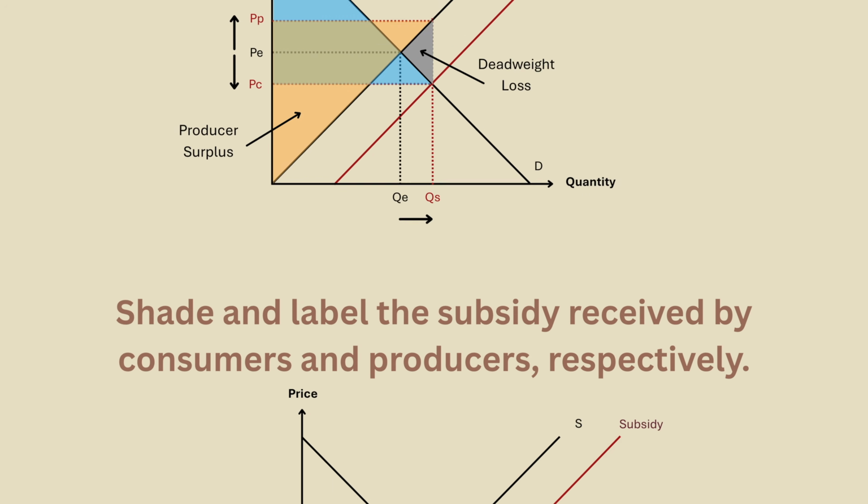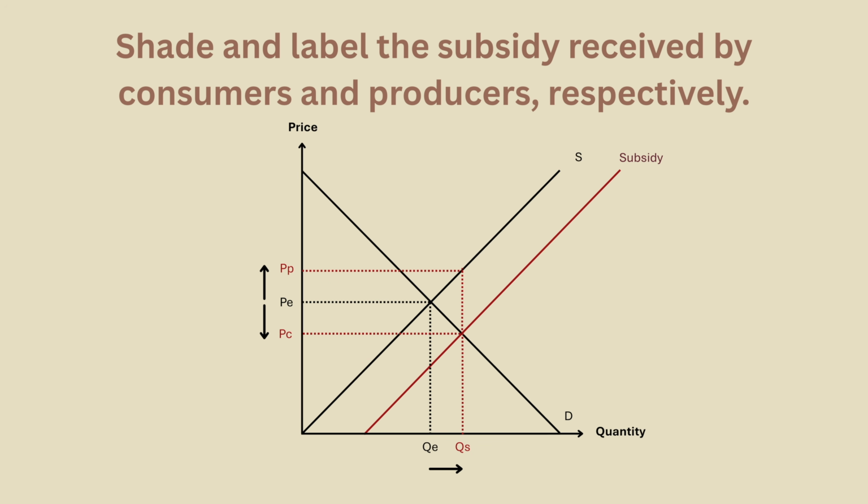Shade and label the subsidy received by consumers and producers respectively on this graph. Here is the answer. The difference between the original price that producers receive and the price that they receive now is going to be the value of the subsidy that they receive. And then the difference between the price that the consumers pay now and the price that they originally had to pay is the portion of the subsidy that the consumers receive.